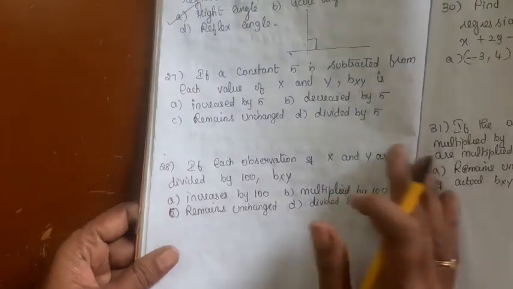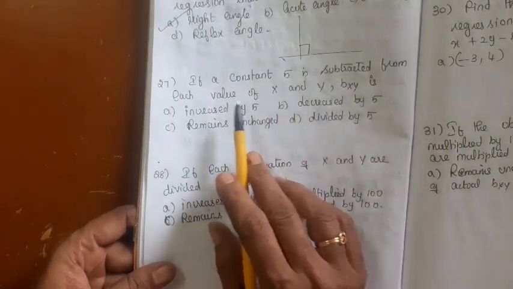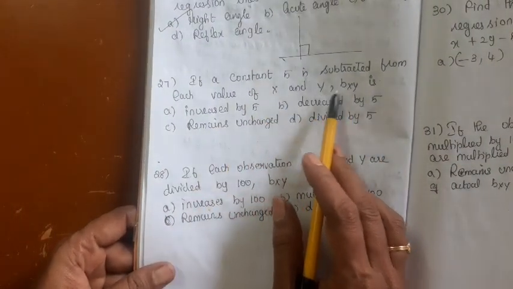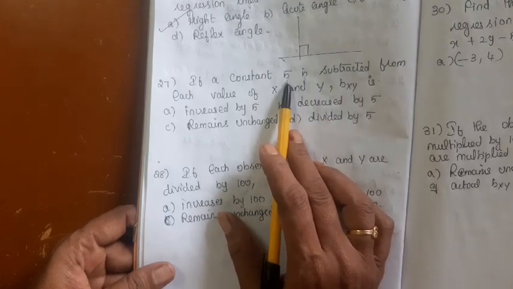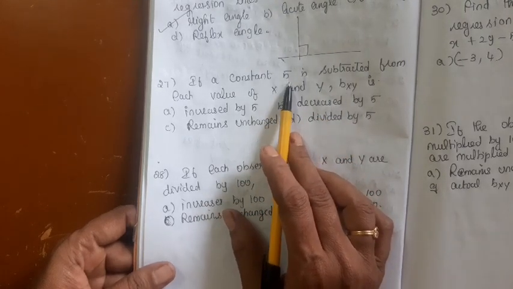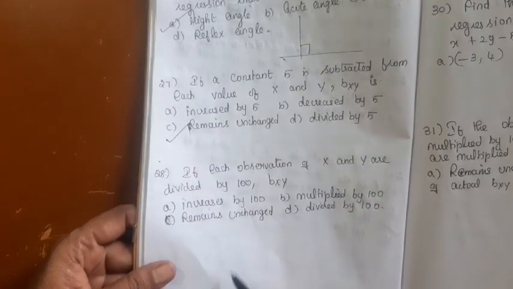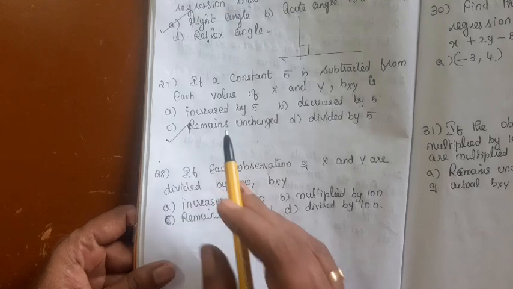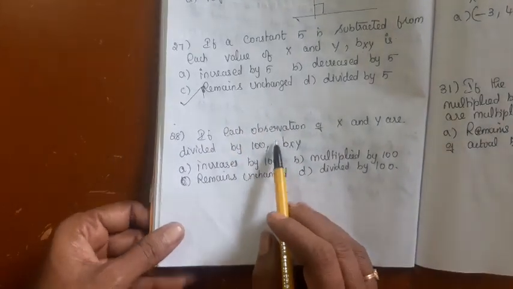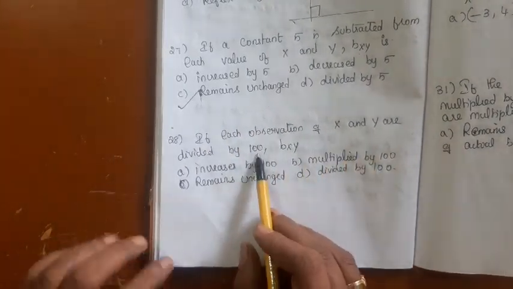If a constant k = 5 is subtracted from each value of x and y, what happens to bxy? You know the regression coefficient is not affected by the change of origin. You are subtracting 5, which means that you are shifting the origin. So they will not be affected. Regression coefficient bxy remains unchanged.